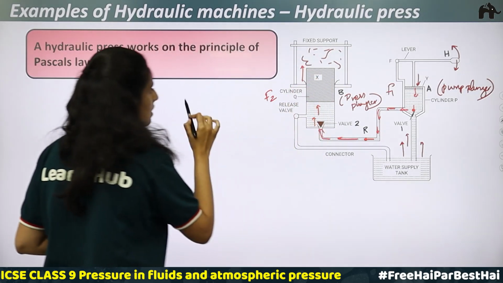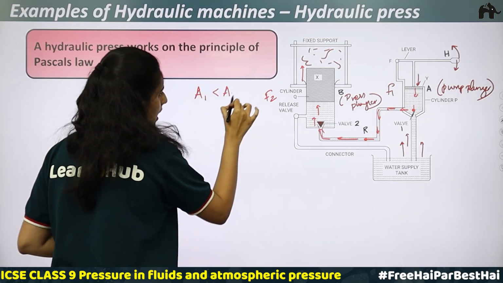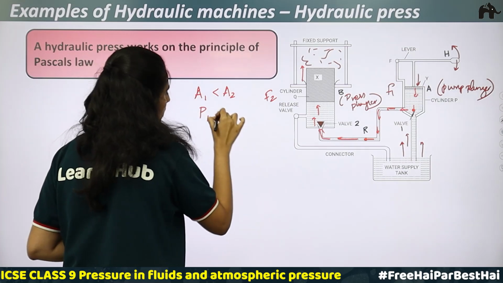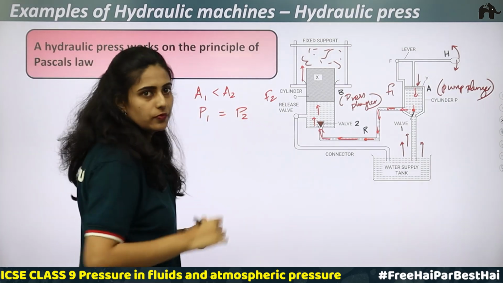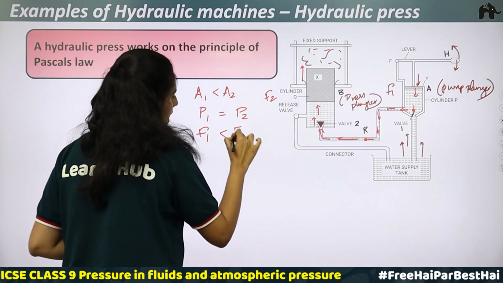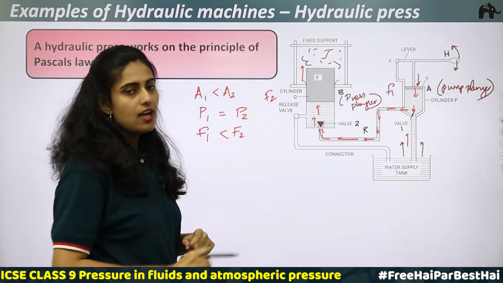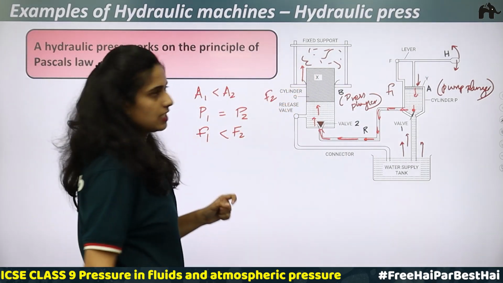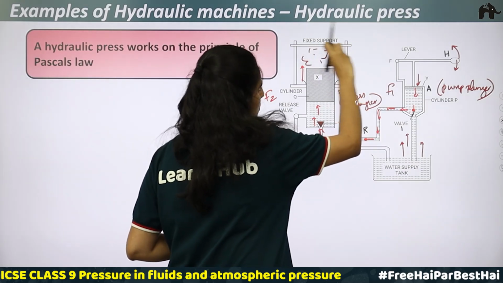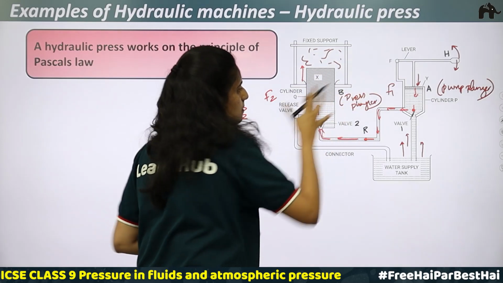Here we understand the area A1 is less than the area A2. According to Pascal's law, we know pressure P1 will be equal to pressure P2. Therefore F1 force will be less than F2, which means due to a greater area, a greater force will be created. This force will help in the compression, that is the bale of cotton will get compressed between the fixed support and the press plunger.